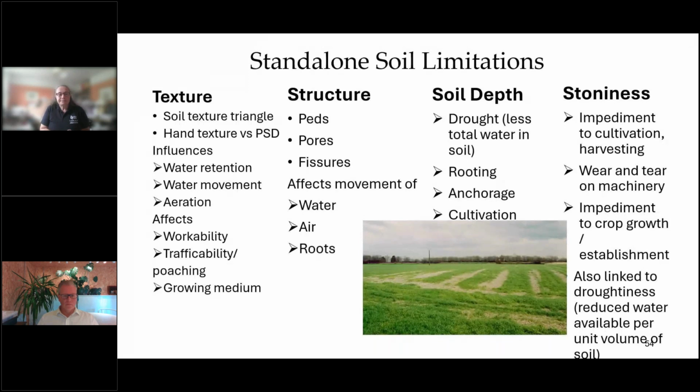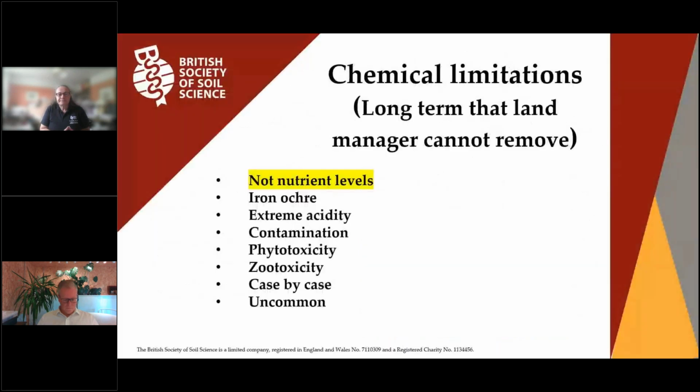Next slide. And then there are chemical limitations. Now these need to be long-term limitations that the land manager cannot remove. So this isn't related to nutrient values, because a farmer can apply fertilizers and nutrients year by year. These are chemical limitations which the farmer can't do anything about.